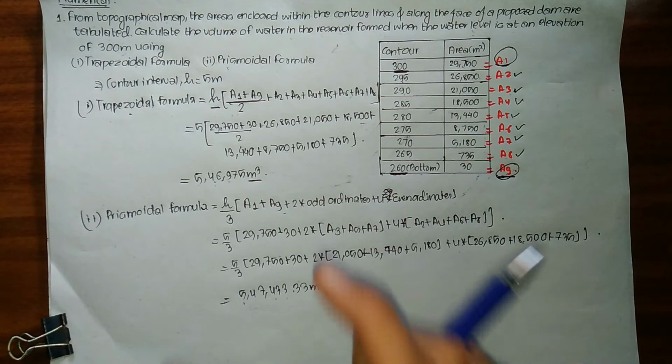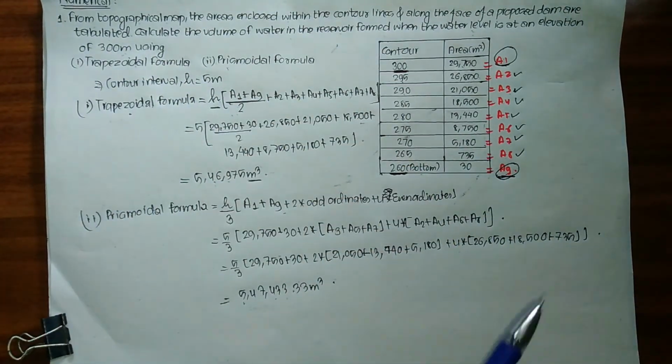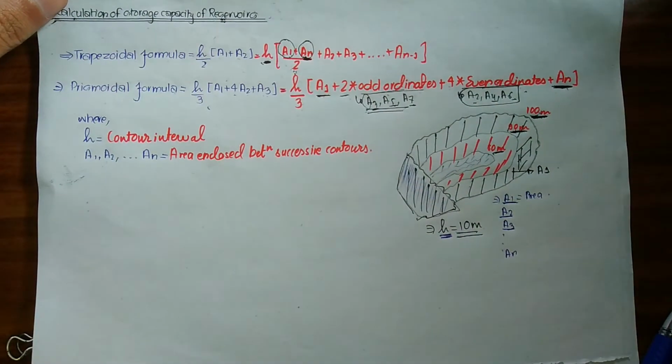So in this way, using your trapezoidal and Prismoidal formula, you can find your volume of water, or you can calculate the storage capacity of your reservoirs.